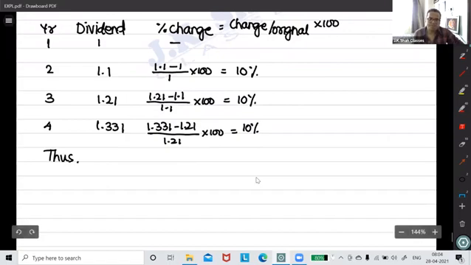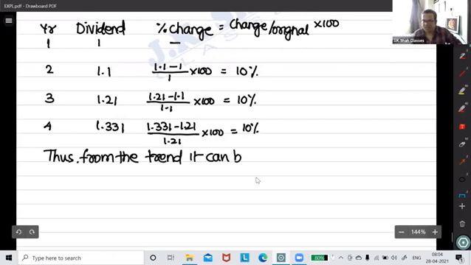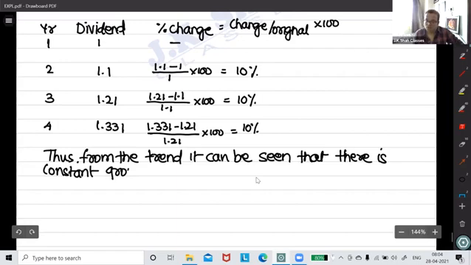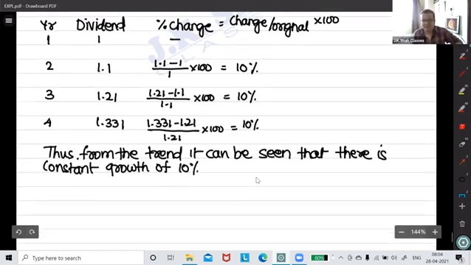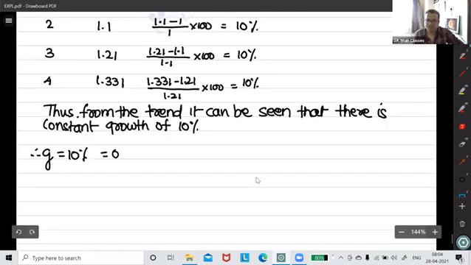Thus, from the trend, it can be seen that there is a constant growth of 10%. Correct? Therefore, we will say G is equal to 10%, that is 0.1. Now, if G is obtained, then we can obtain D1 also.